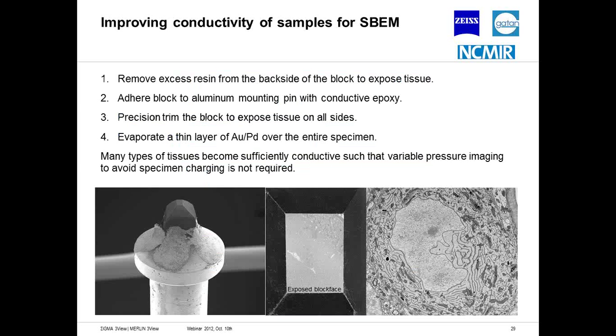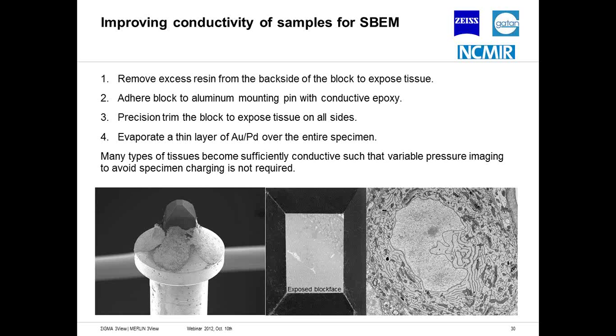Now, since the specimens become so metallized and partially conductive, we want to take advantage of that. So we also modified the way in which the specimens are mounted. We remove the excess epoxy from the backside of the block to expose the tissue and mount it with conductive epoxy to the pin. We then trim the block to expose tissue on all 4 sides. And finally, we sputter a layer of gold palladium over the entire specimen. This way, there's a continuous direct path from the tissue to ground, and many types of specimens become conductive enough so that variable pressure imaging is not necessarily required, and you can do block face imaging at high vacuum.